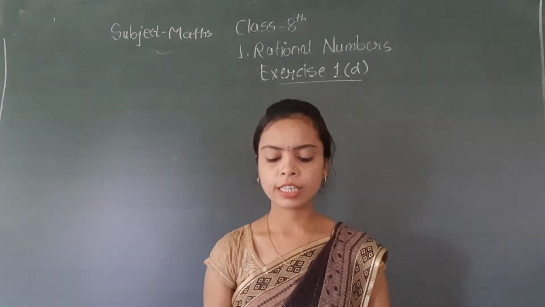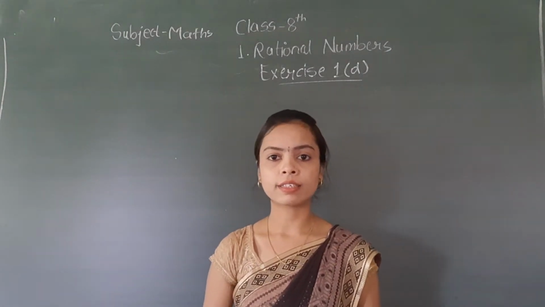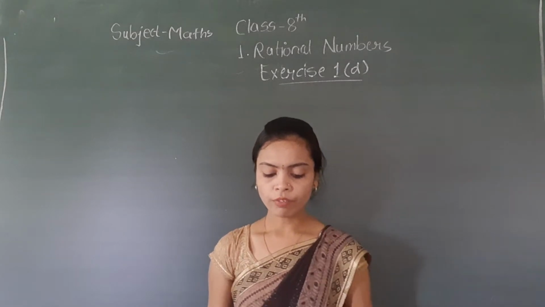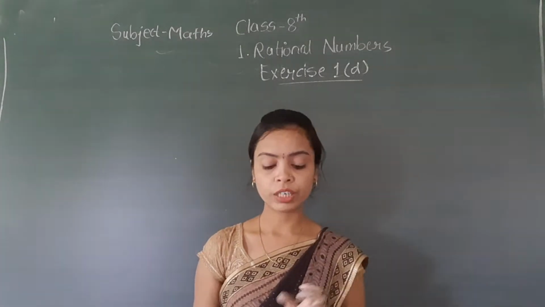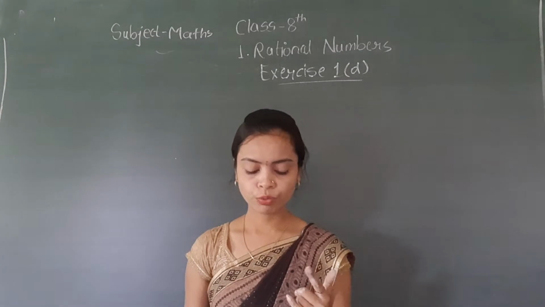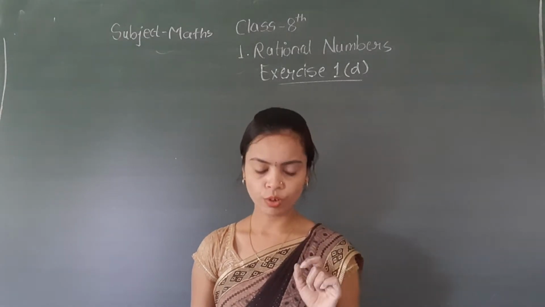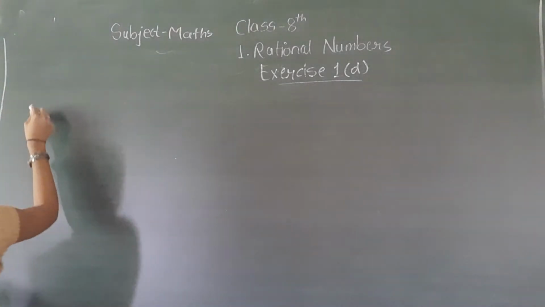We are studying our lesson number 1, that is rational numbers, in which we are solving exercise 1D. We have completed up to question number 1. The remaining questions of question number 1 and 2 are homework for you. Question number 3 I have solved for you, and question number 4 is homework for you. After that there is question number 5.